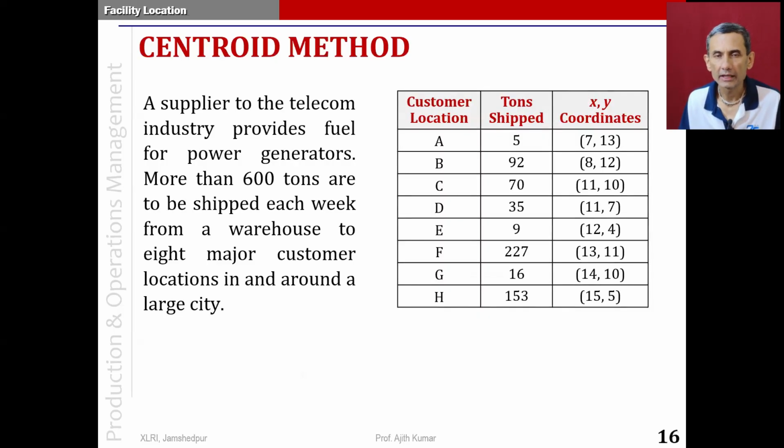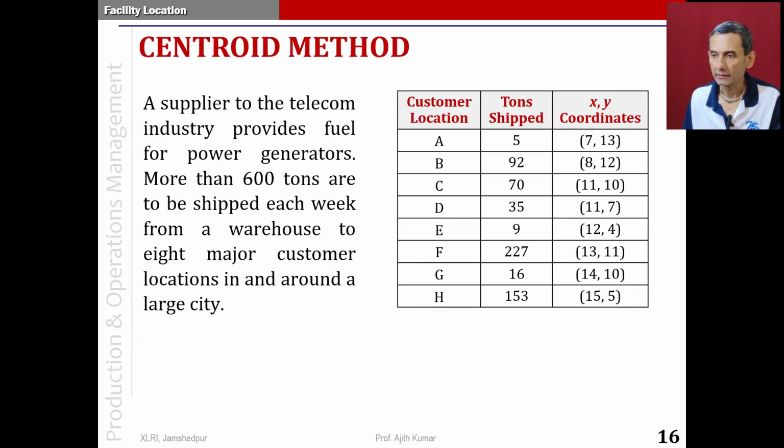There is a supplier to the telecom industry which provides fuel for power generators. More than 600 tons are to be shipped from a warehouse to 8 major customer locations in and around a large city. So there are, as you can see in this example, 8 customer locations A, B, C, D, E, F, G, and H that have been identified.